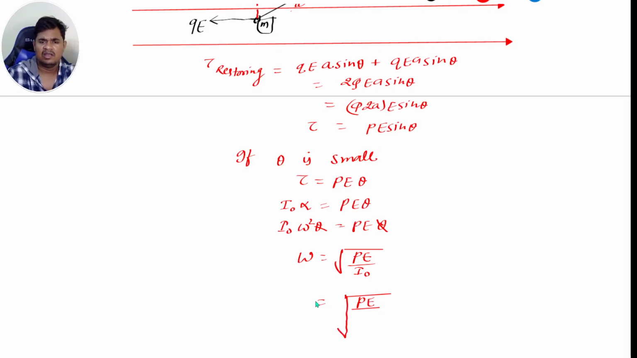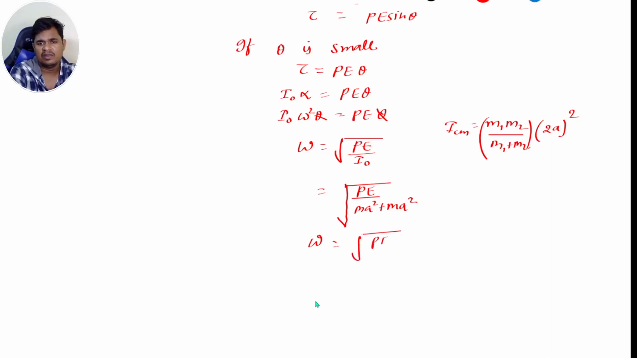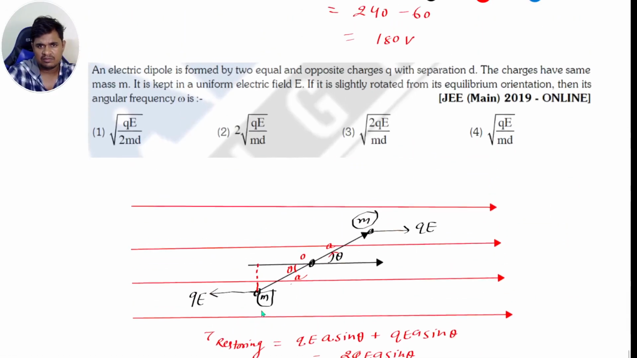Here masses are given. If the masses are not equal, then in that case I about CM, always remember, you will write m1 m2 by m1 plus m2 times the distance, which is basically 2a, so I will write 2a square. You can directly apply this here. Surprisingly, here both have equal masses, so we will write ma square plus ma square, and so omega will be the square root of pE by 2ma square.